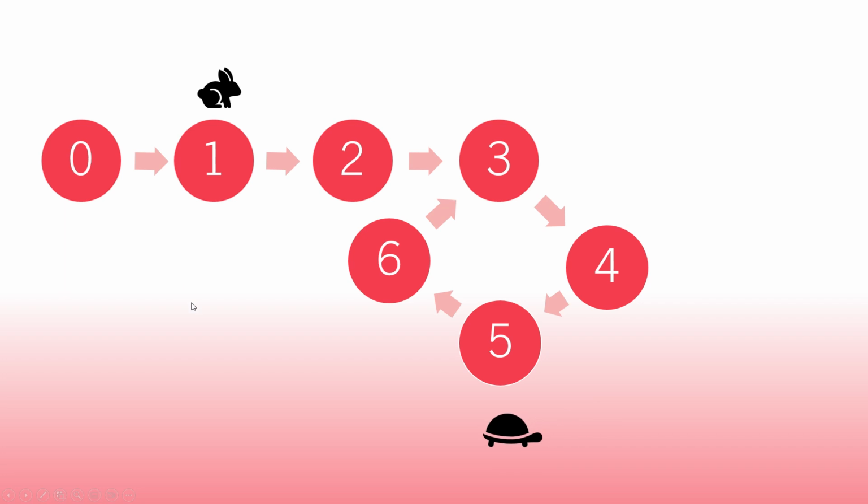we can then move them forward 1 step at a time until they meet again, and we can see they meet at node 3, which is the first node in our loop.